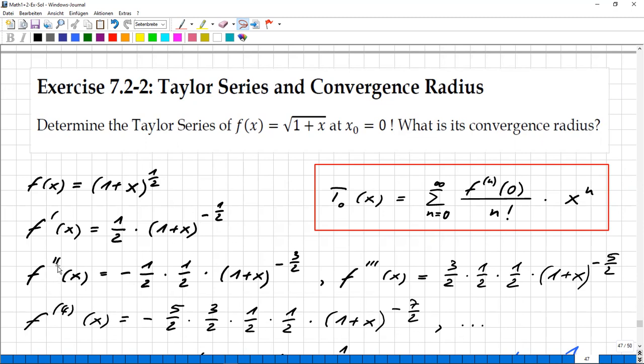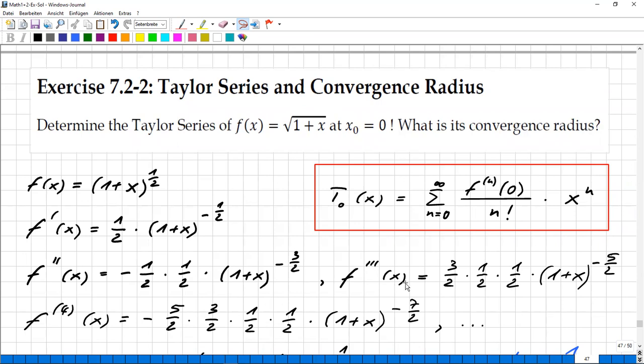Then f double prime of x, we get this negative factor here, negative 1/2 times 1/2, which remains, times expression, and now already the exponent gets negative 3/2, reducing it by 1 every time. Well, it's not so easy to find a simple scheme this time. That makes this exercise not so convenient as before.